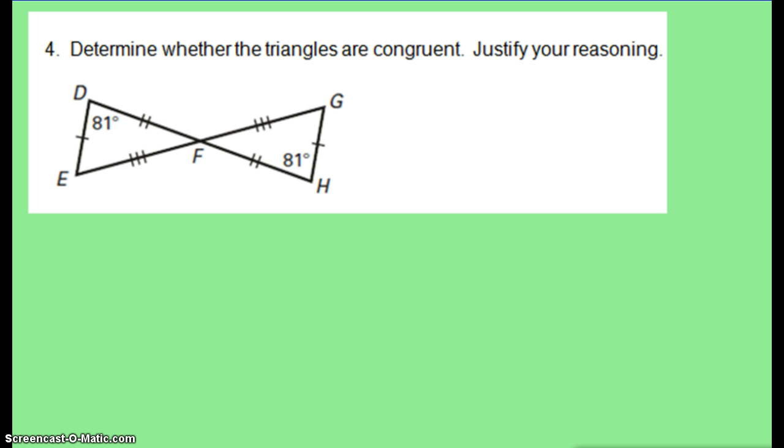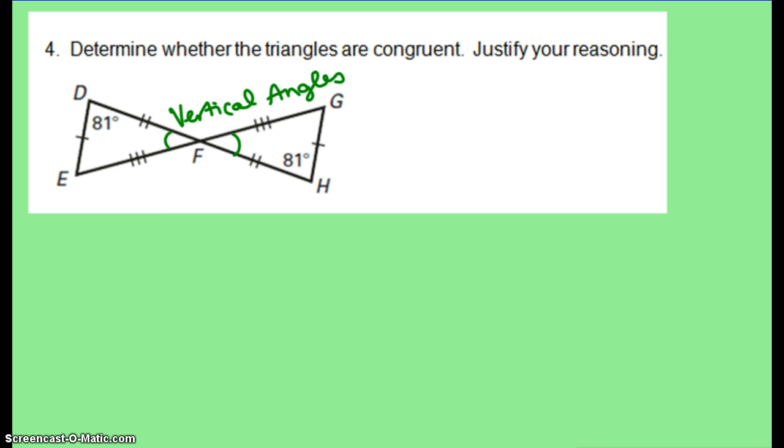Here we need to prove the two triangles congruent, if we can. And if we can, we need to state why. Well, first off, I can see that this angle and this angle here are congruent by vertical angles, correct? I also have that angle D and angle H are both the same measure, so they are congruent. And I have these sides.